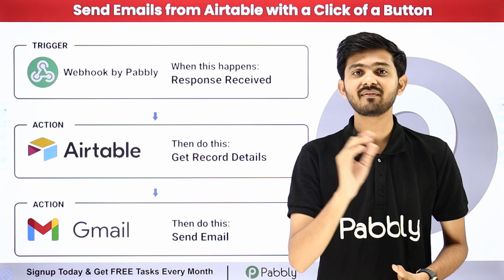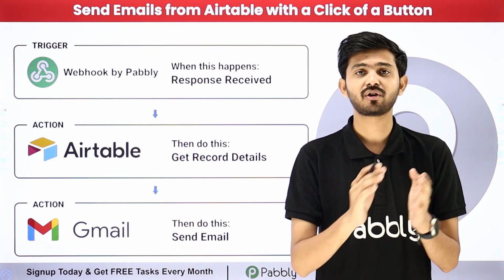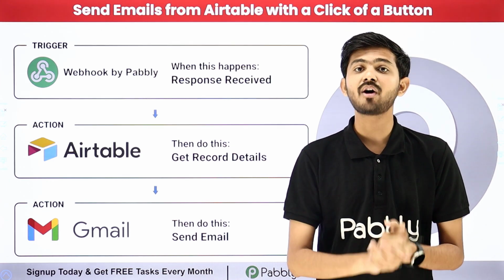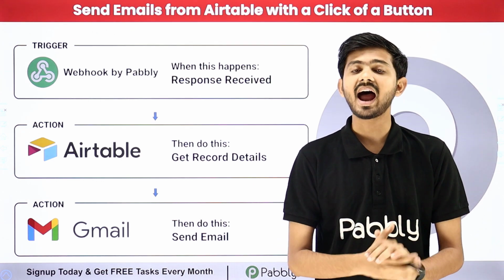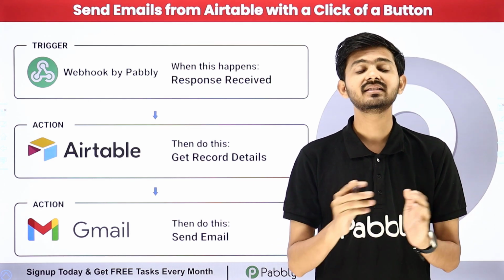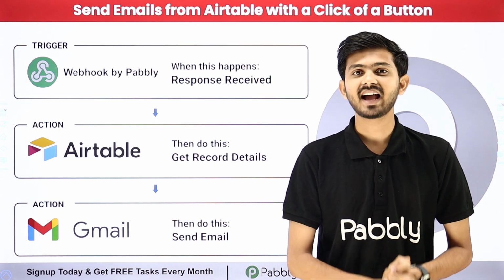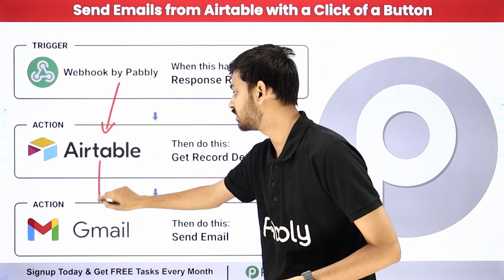Simply by using my Webhook URL, I have to add that in my button and I can get the response of my record ID from that button. As I receive that response, automatically I'm going to get all the details of my record from Airtable, and as I get those details, I can instantly send emails through Gmail to my customer. For that, I just need to build a connection between Webhook by Pabbly, Airtable and Gmail.